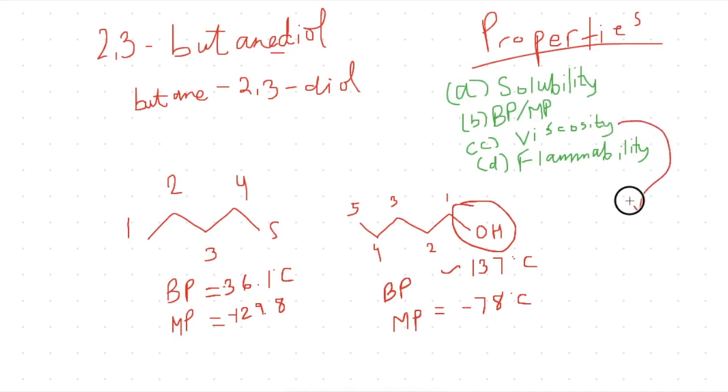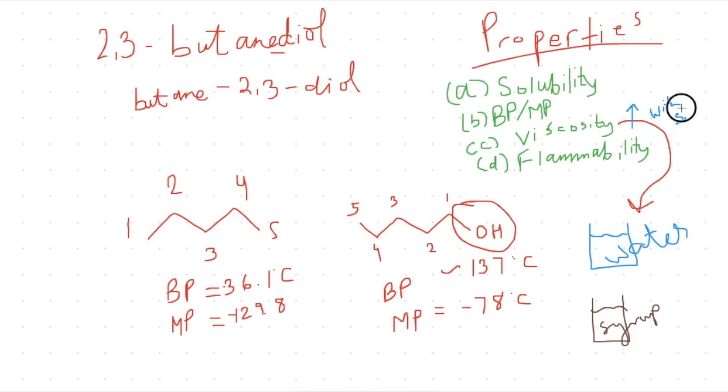Now let's talk about viscosity. If we think of something like water versus maple syrup, maple syrup is more viscous because it's harder and much slower to pour than something like water. The viscosity of alcohols increases with size. So something like this would be less viscous than something like this.